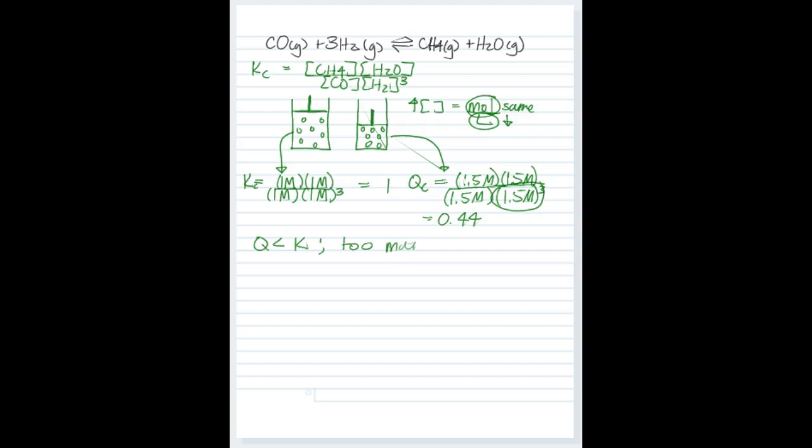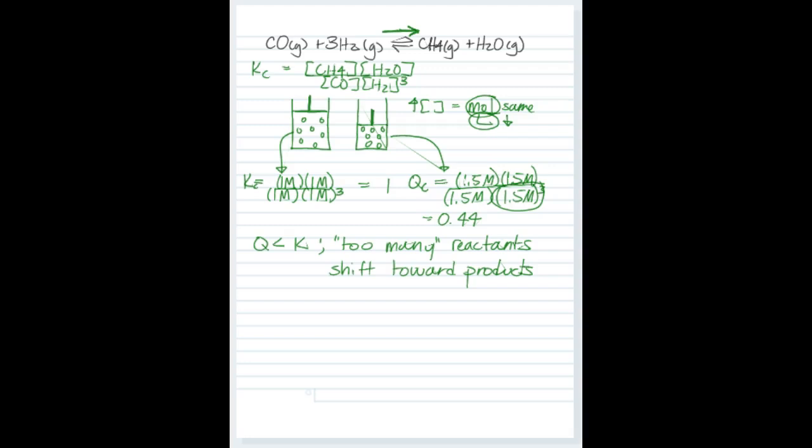Too many, and I'm going to put that in quotes because it really doesn't care what we say about it. It's too many reactants for that equilibrium, and so it will shift toward products. Okay, so it's going to shift this way. Too many reactants, so it will shift towards the products.